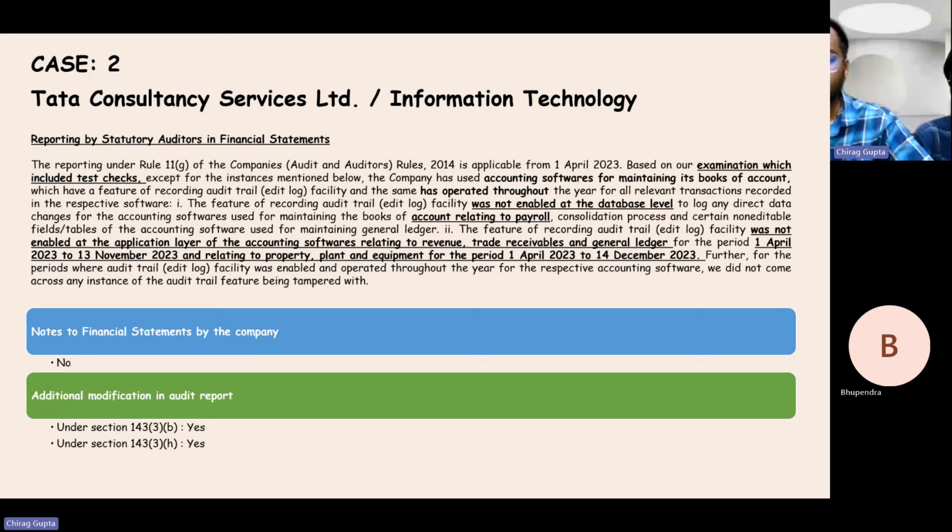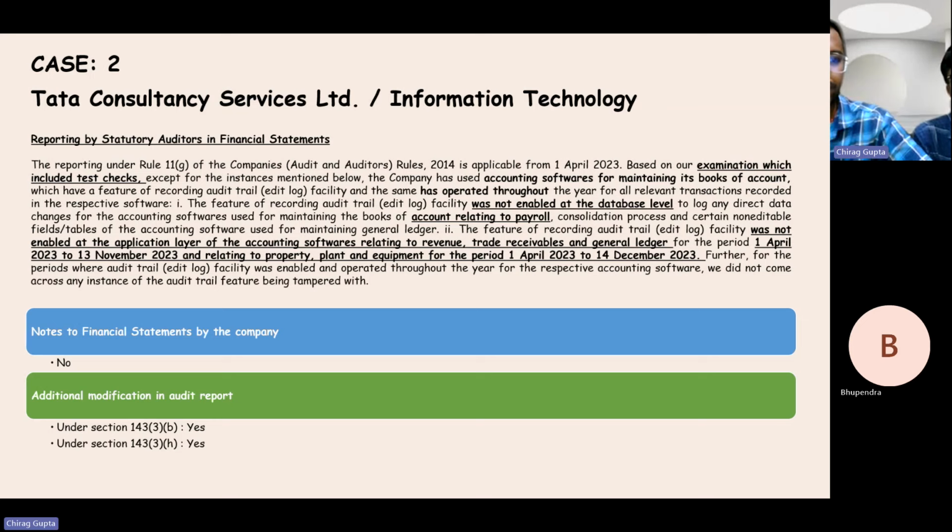In this case, the audit report is modified by the auditor under section 143, as the auditor reported that the audit trail, which is the edit log, facility has been operated throughout the year for all relevant transactions, but was not enabled at the database level. That is, it was not enabled at the application layer of the accounting software relating to revenue, trade receivables, and general ledger. That's why the auditor modified the report.